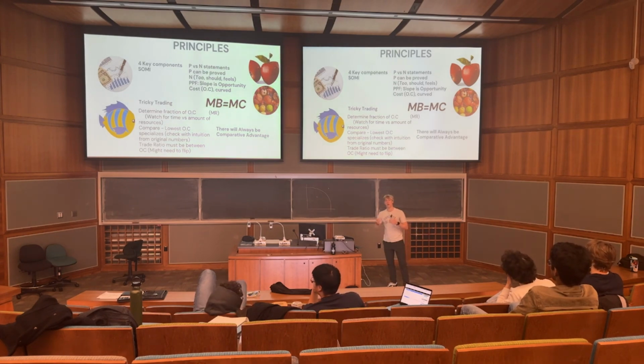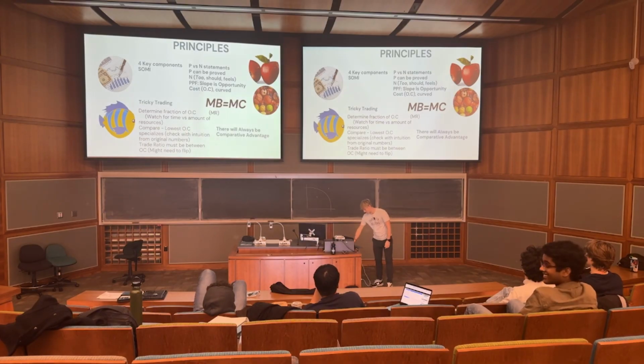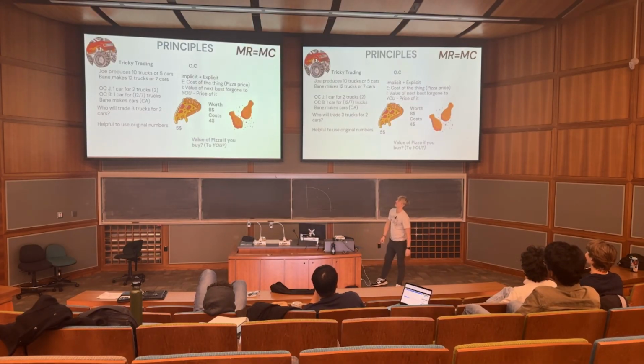And then lastly, you'll be given a trade ratio. And if that trade ratio is in between the two opportunity costs, then you're good to trade. Otherwise, only one of them or neither of them will want to accept it. We're going to go into that a little bit more in depth.